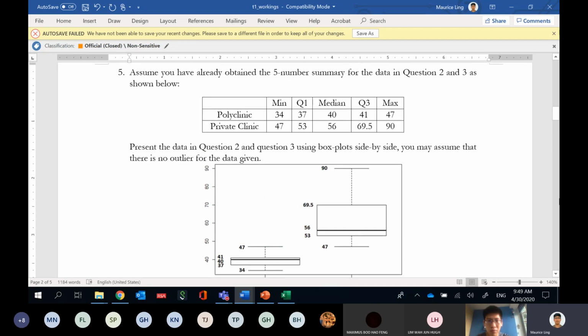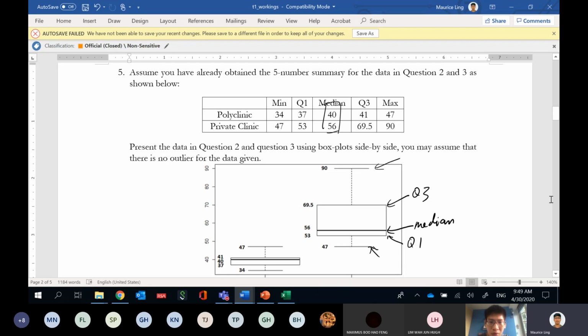The main thing is the median is this dark line here. This is the median. The Q1 and Q3: this will be the third quartile, Q3. This is the Q1, and then the maximum and minimum will be these two.